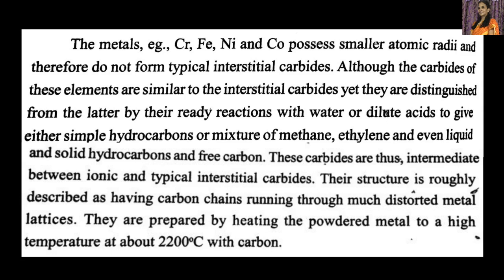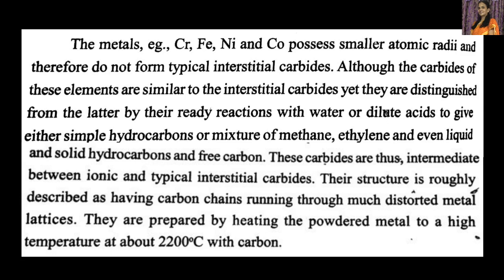Let's consider chromium, iron, nickel, cobalt. They have smaller atomic radii, and therefore they do not form interstitial carbides. Although carbides of these elements are similar to interstitial carbides, they are distinguished from the latter by their ready reactions with water and dilute acids to give either simple hydrocarbons or a mixture of methane.